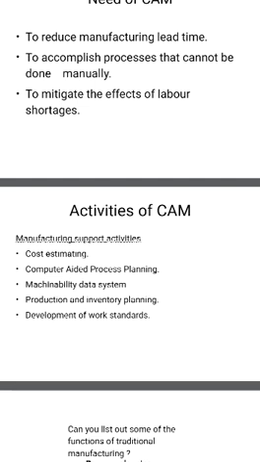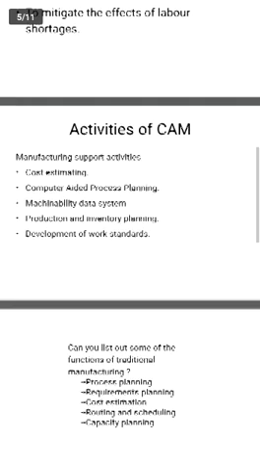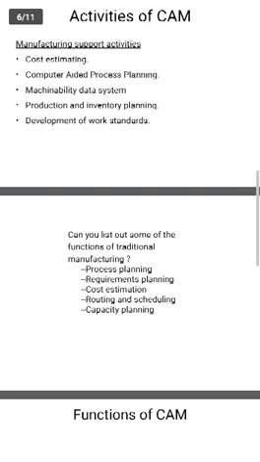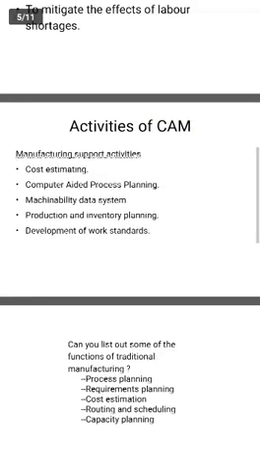Production and inventory planning. Production and inventory planning means how much production we need for this component to make. So for that, material data, bill of material, quantity of materials, how much material is needed, we should look after. Next, development of work standard. So whatever work is done, it should be in good standard. So these are the activities of CAM.